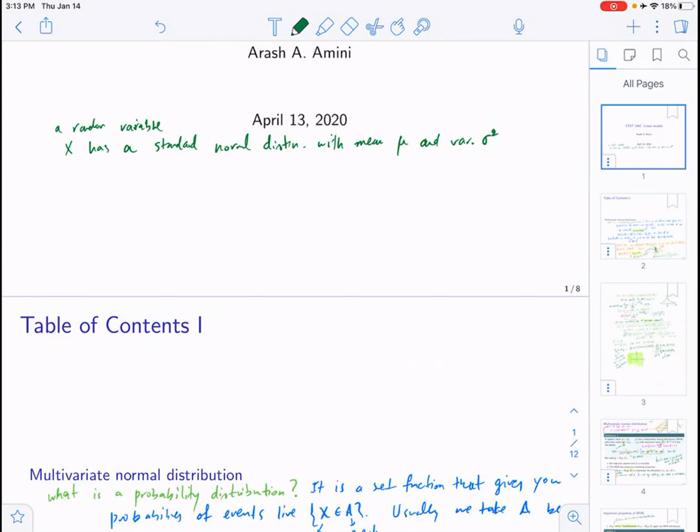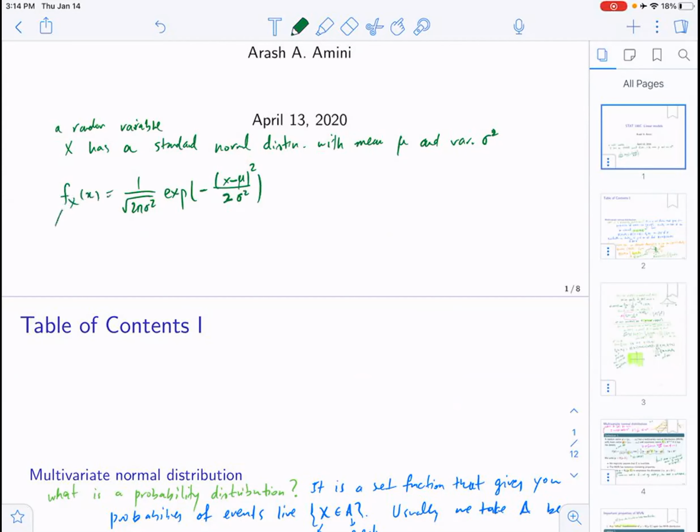Now, what do we mean by this? Well, the density of X is 1 over root 2 pi sigma squared times e to the negative (x minus mu) squared over 2 sigma squared. So this is the formula, but is this the probability or something else? What is the name of this? The PDF, yes, the probability density function.